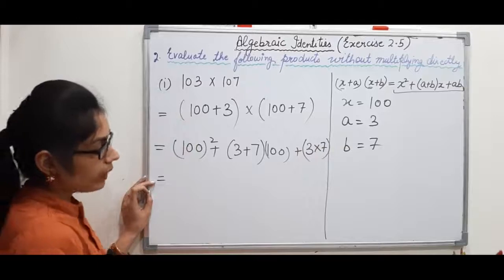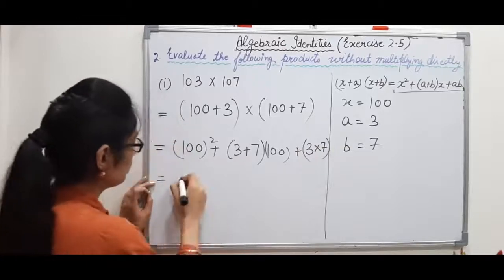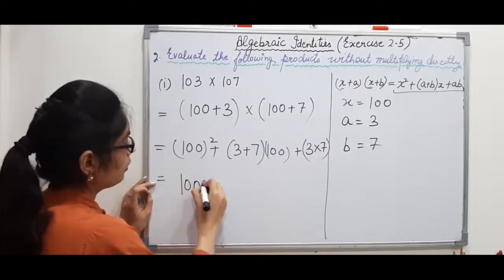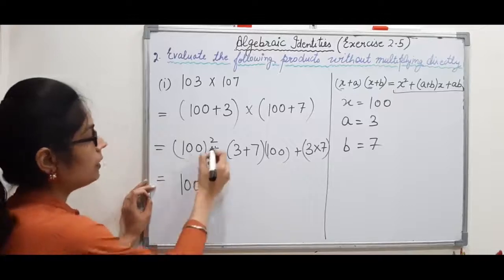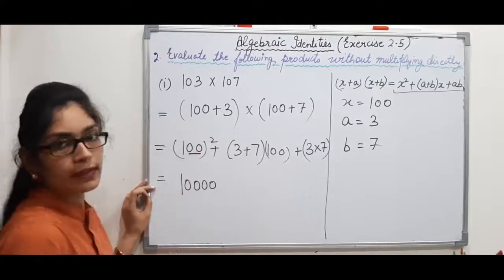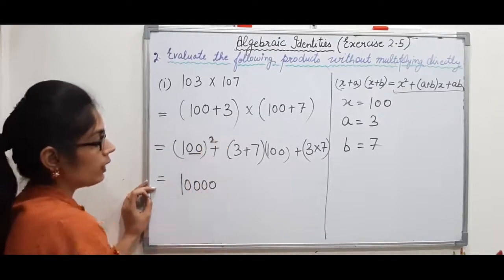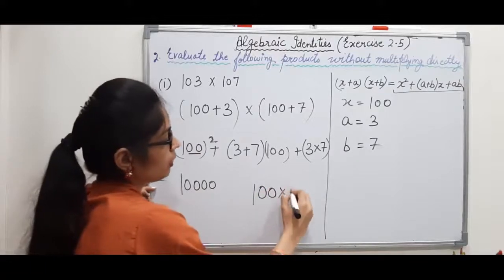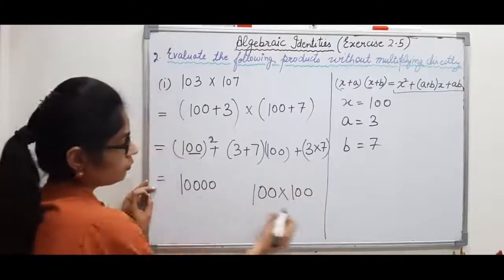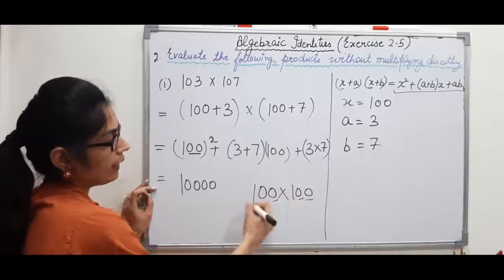So 100 square means you just have to multiply 100 with 100. If you multiply, see 2 zeros were there, now you have to do the square, which means 100 into 100. So in the answer 4 zeros will come: 1, 2, 3 and 4.